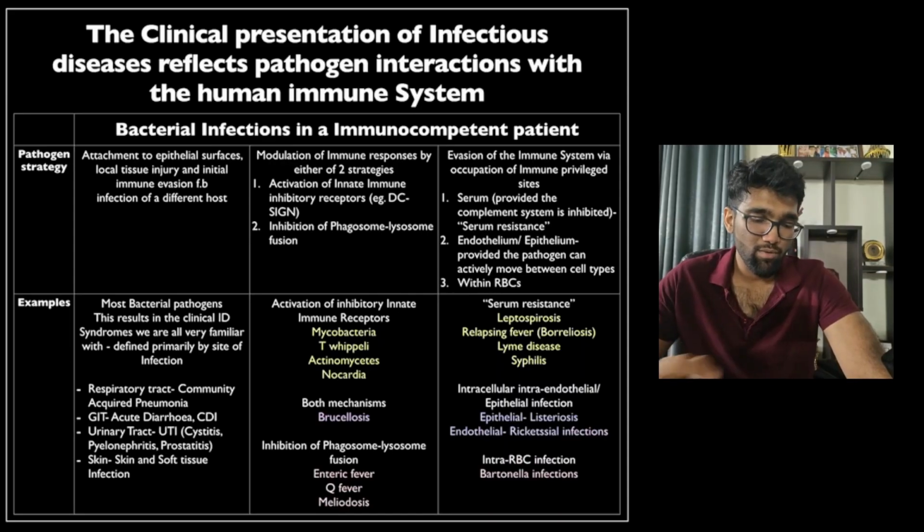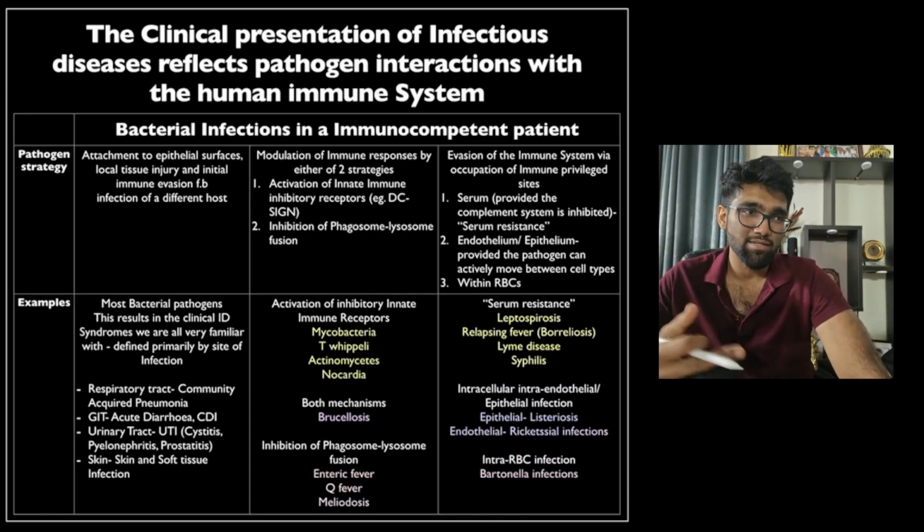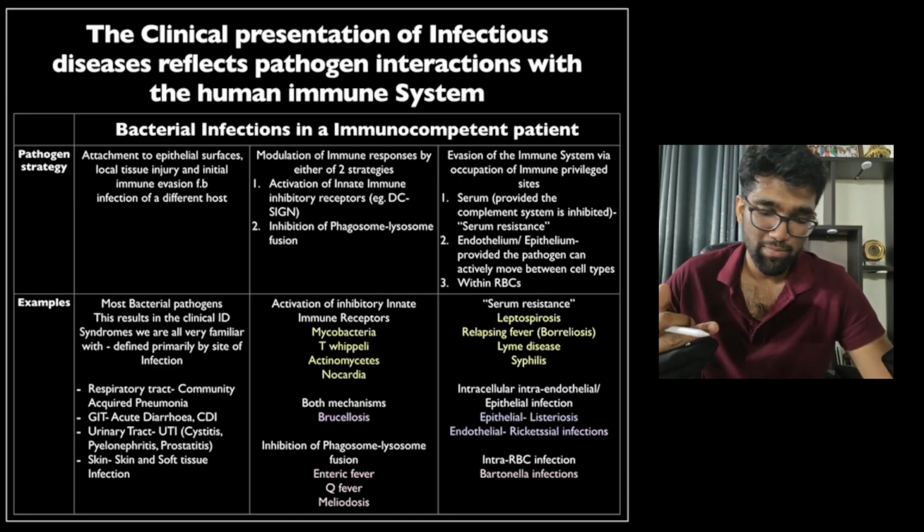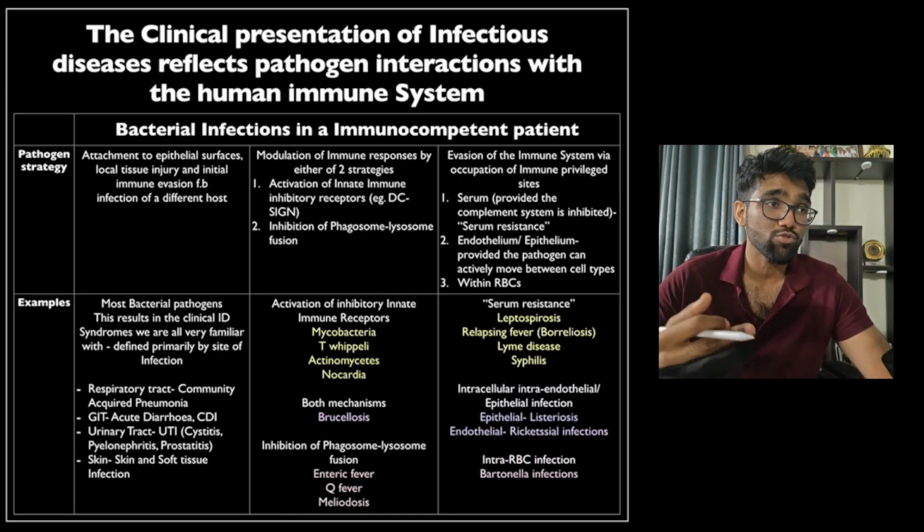That is your community acquired pneumonia in the respiratory tract, your acute diarrhea or Clostridium difficile infection in the gastrointestinal tract, your urinary tract infection, that is cystitis, pyelonephritis, and prostatitis in the urinary tract, and skin and soft tissue infection in the skin and soft tissue, as the name would suggest. So these are best studied during evaluation of that symptom. That is why I will be discussing community acquired pneumonia in an approach to acute dyspnea.